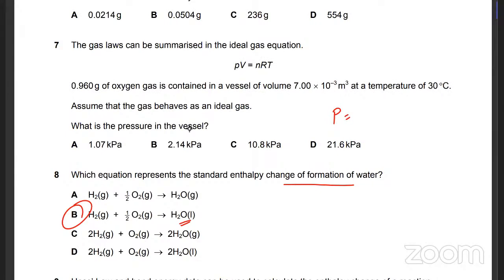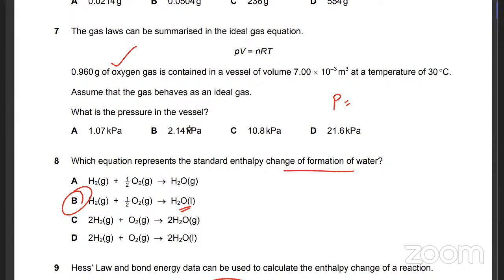Sir, can you explain why the rest of them are wrong? The rest: water should not be a gas, right? So these two are wrong because standard conditions, right? Room temperature, 25 degrees centigrade. So it's going to be a gas. And over here, the reason this is wrong is you're getting 2 moles. Enthalpy of formation is 1 mole of water formed. So this is also wrong, you got 2 moles of water forming. Is that clear? Yes.